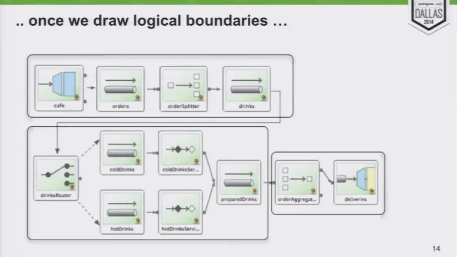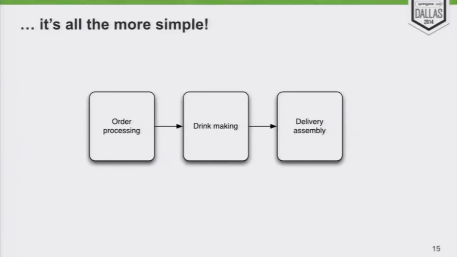So, as I said, it's not very complicated to understand, but it can benefit from drawing some logical boundaries. I'm looking at this example and saying, well, how about we conceptually separate what happens in order processing, what happens in drink preparation, and what happens in delivery. So we'll do just that. We draw these lines, and all of a sudden, our diagram becomes much more simple. We have just three steps that we need to worry about.